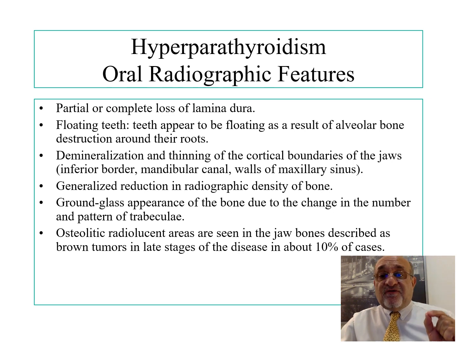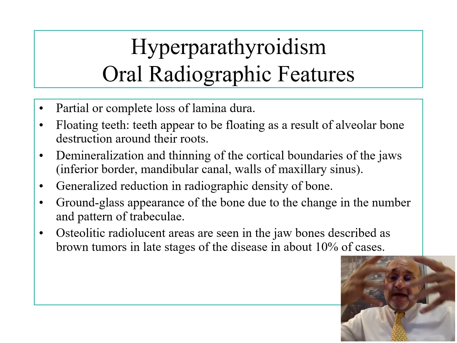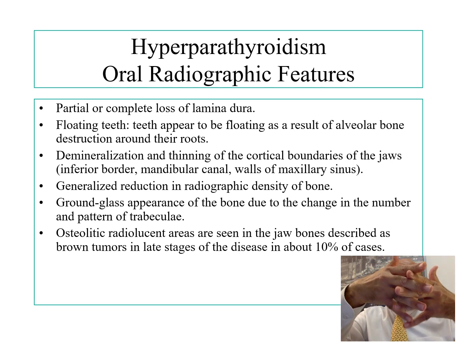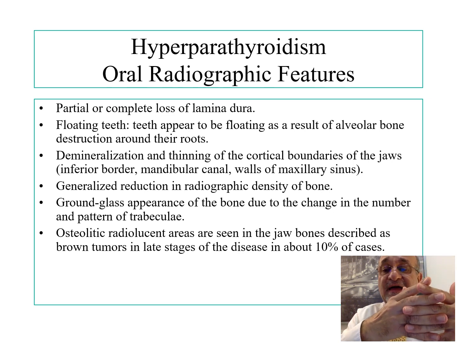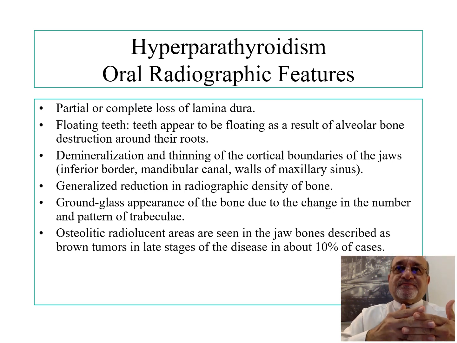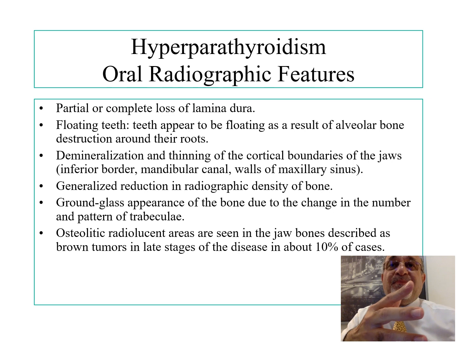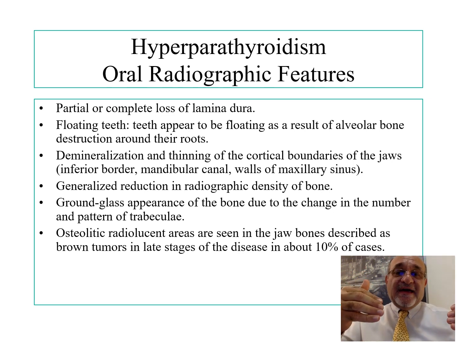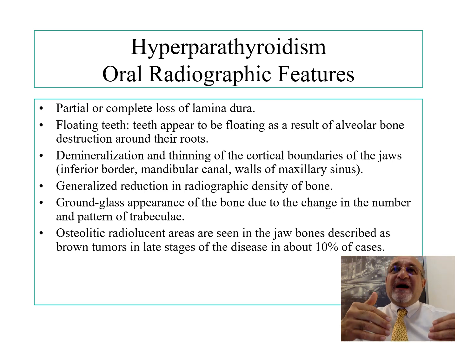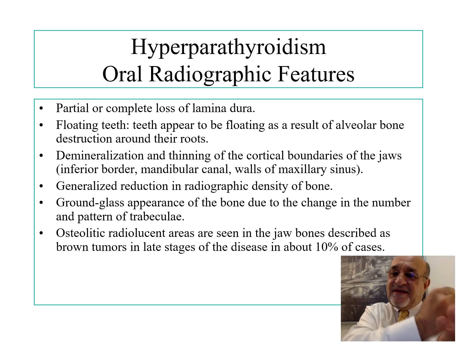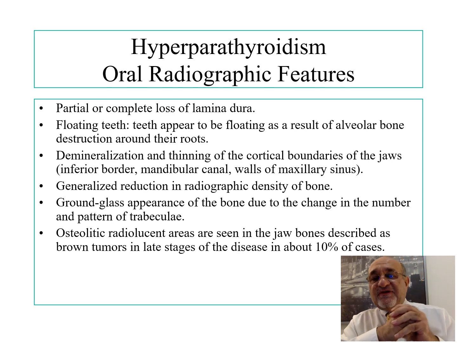Ground glass appearance of the bone is due to the change in the number and the pattern of trabeculae. The trabeculae will appear as a lace-like structure, whether in the mandible or in the maxilla. Now, this gives the architecture of bone. If these are destroyed or they become thinner, they will not appear as they would be. So it will be replaced by a granulation tissue, an osteolytic tissue. This will give the ground glass, as if you bring glass and then you destroy it, which gives the ground glass appearance due to the change in the number and the pattern of trabeculae.